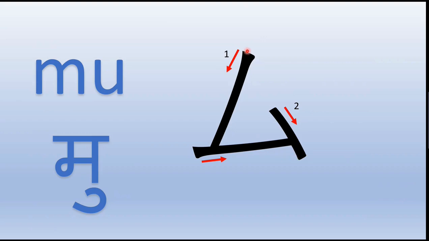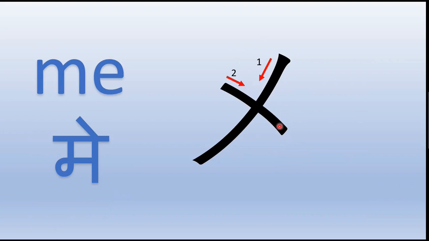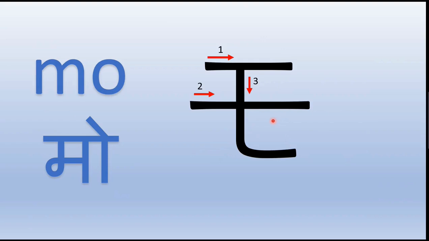So the first stroke will continue from here, and then in continuation we have to extend it till here, and then the second stroke like this. This is mo. Next is me. The first stroke will be from top to bottom in a slanted way, and the direction will be right to left, and the second stroke from left to right, and the direction will be this. This is may, and this is the final one in this line, mo.